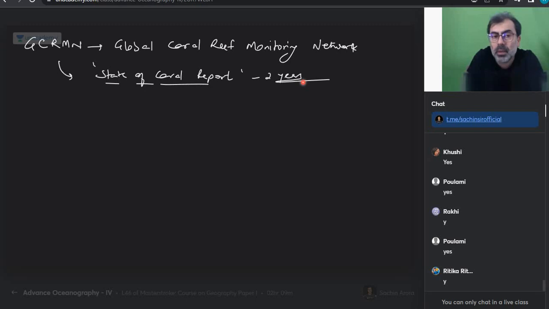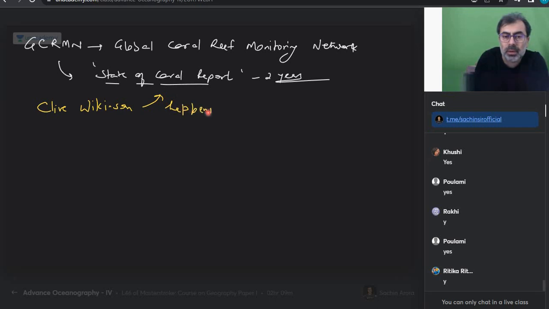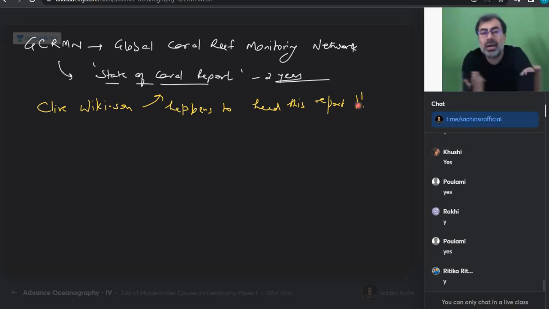Do we get that? And Clive Wilkinson happens to head this report. Is everyone okay? So look at the smartness of the examiner. Rather than asking us to discuss the recommendations or problems of coral bleaching in the context of the State of Coral Report, he writes what? The Clive Wilkinson report. Everyone will lose it or not.